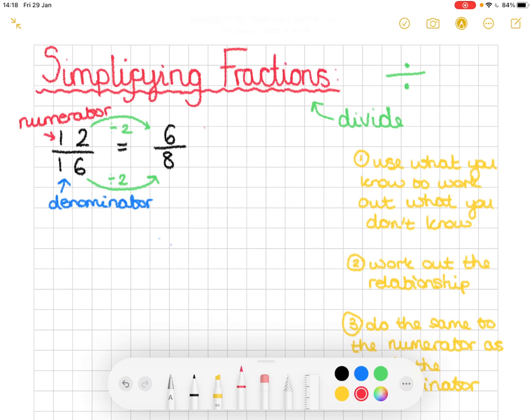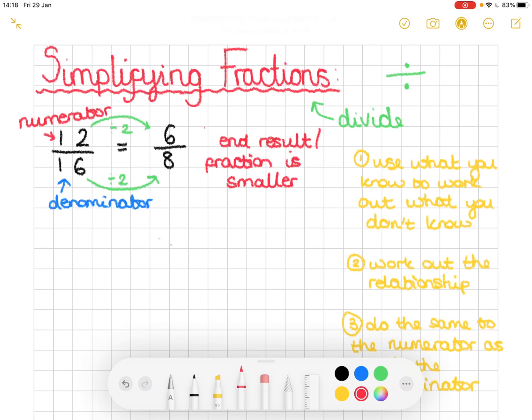Okay, so I'll just put that note. So the end result, or fraction, is smaller. So what you're doing is you're putting the fraction in the simplest form. Okay, we're not changing it. We are finding an equivalent. The value of it is still the same.